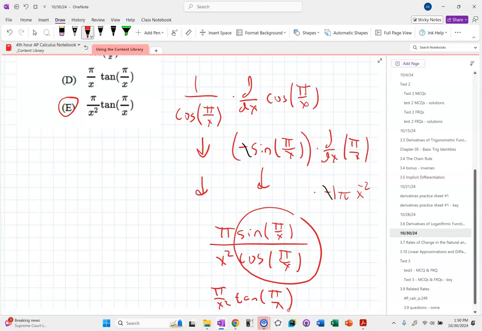Again, when you've got those nested chain rules and the trig stuff, it can get tough to keep track of everything, right? But go slow and it'll be okay.